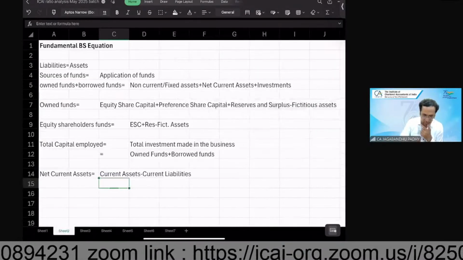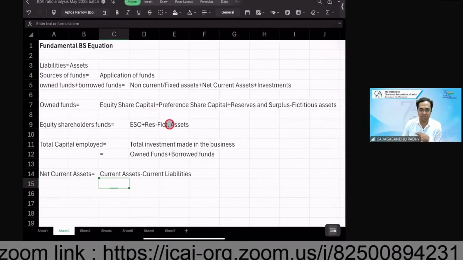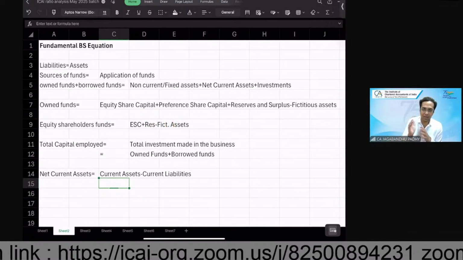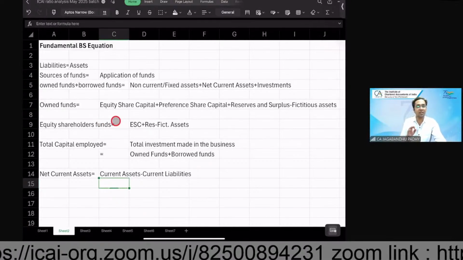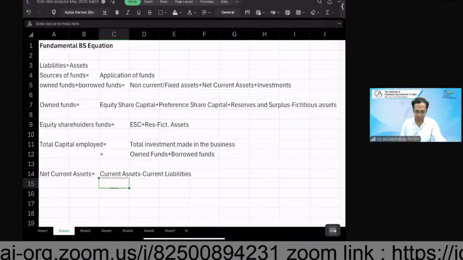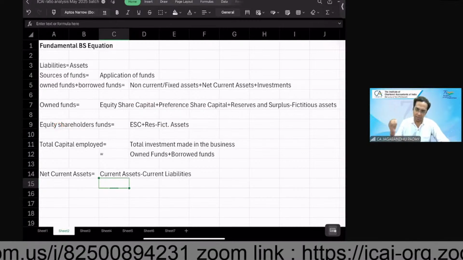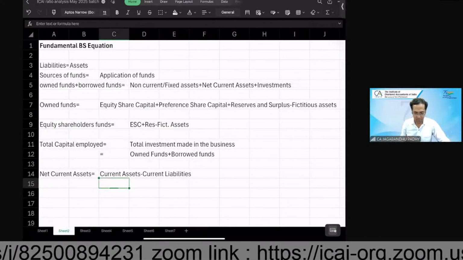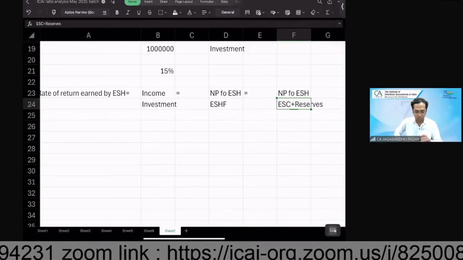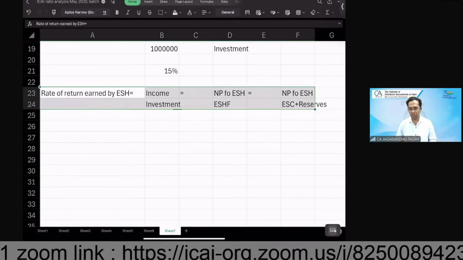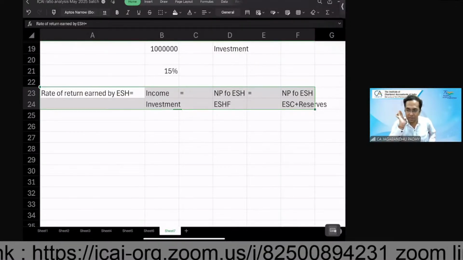Because in the fundamental balance sheet equation we have stated over here, equity shareholders funds is equity share capital plus reserves minus fictitious asset. Now, I'm not writing this fictitious asset because it is common understanding that we need to subtract the fictitious assets. So equity shareholders funds is basically the investment made by the equity shareholders in the assets of the company. They have invested this much money into the company. Debenture holders have also invested. Preference shareholders have also invested. But we are talking of equity shareholders' return. So of course, I'll be talking of the investment of equity shareholders. So that's how we compute the rate of return earned by the equity shareholders, which is net profit for equity shareholders upon equity share capital plus reserves. Does it make sense to you, everyone?